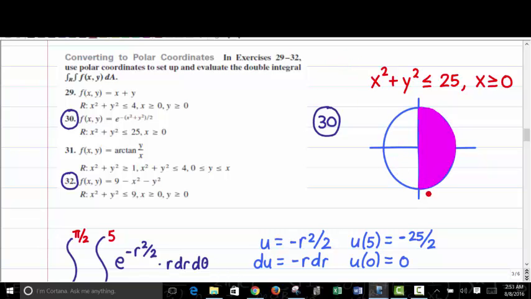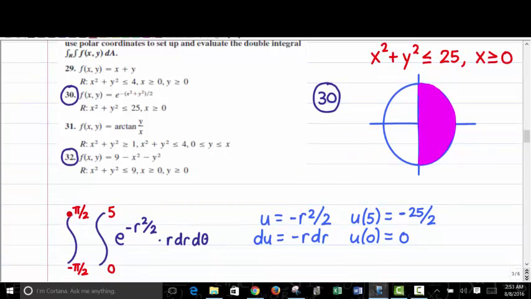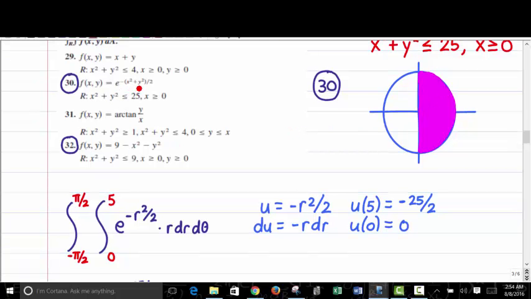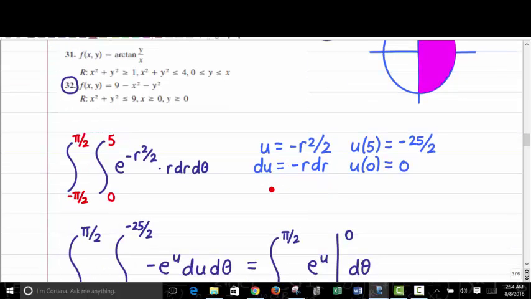So from a polar standpoint, angle wise, that's going to go from negative pi over 2 to positive pi over 2. Then we're going to go from 0 to 5, representing the radius of the circle. And then x squared plus y squared is r squared, so that gives us e to the negative r squared over 2, r dr d theta. Now, of course, that r is very handy because it's going to help us when we do our u substitution. If you let u equal negative r squared over 2, you're going to get negative r dr as a derivative, so it just moves the negative to the outside to give you your r dr.